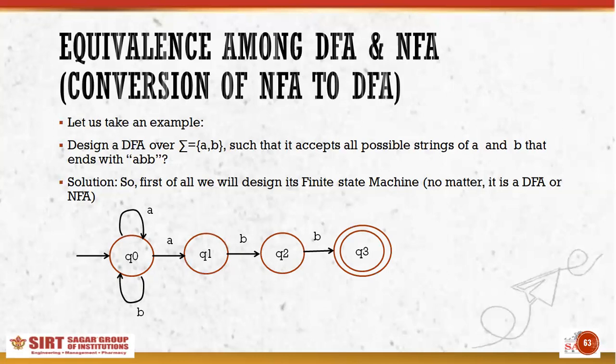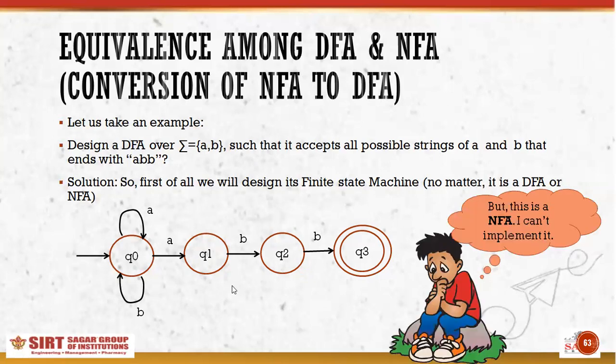But now, as you can see, there is a problem in this machine. On giving small a to Q0, what is happening? We are coming back to Q0 itself and to Q1 also. So there are two transitions for small a from Q0. This is a clear-cut case of non-determinism, and this is an NFA. Since we cannot implement this machine, we have to convert it into a DFA.